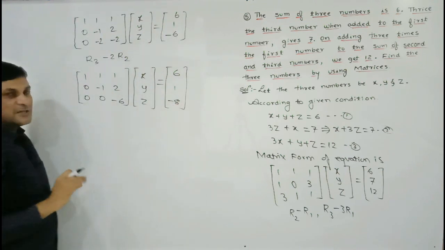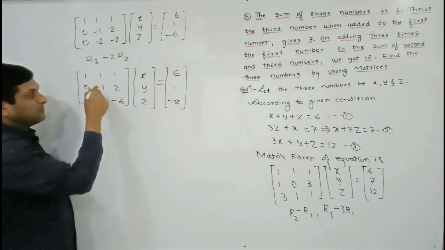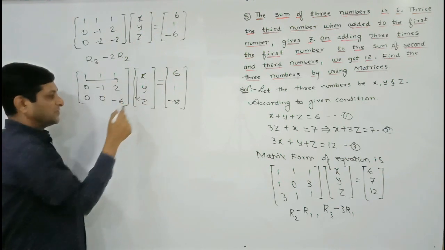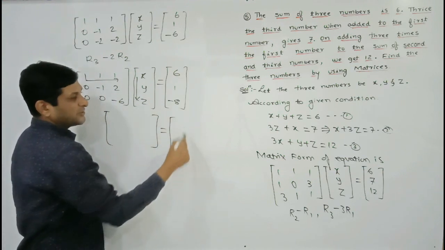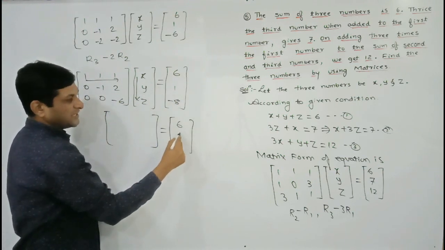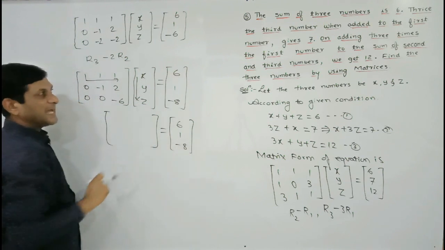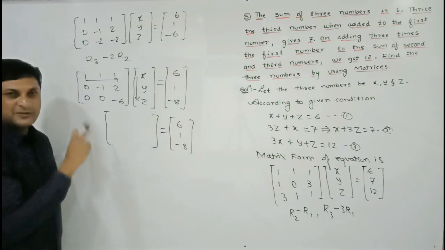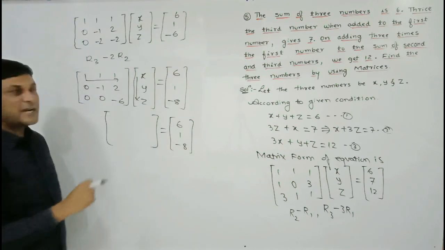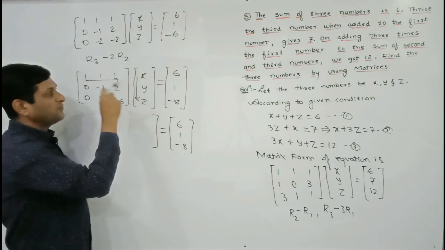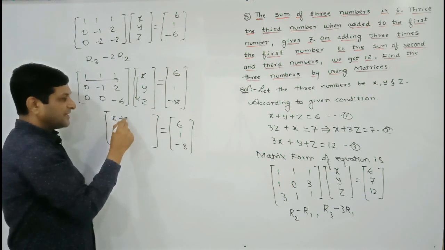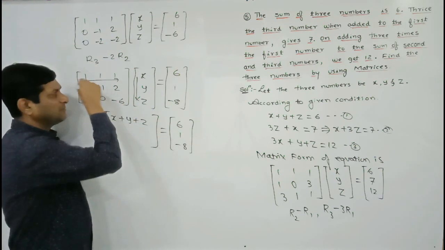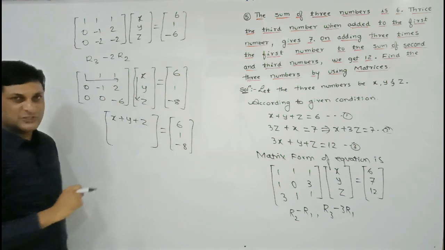Since this matrix becomes upper triangular, now we are taking the multiplication of these 2 matrices, which is the next step in the reduction method. So on this side keep this matrix whose elements are 6, 1, minus 8 as it is. On the left hand side we are taking the multiplication of these 2 matrices, multiplying the first row by the first column, x plus y plus z. So here we'll get x plus y plus z. I am simply multiplying the first row by the first column.